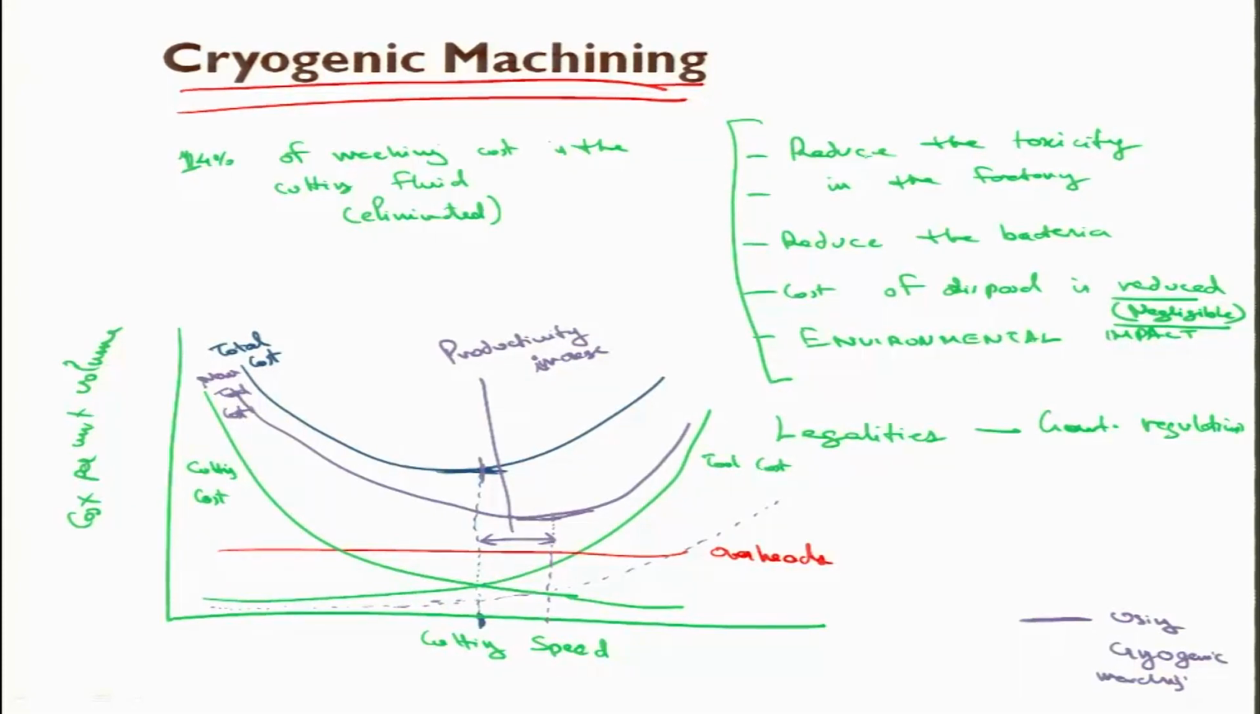So, I would like to put other benefits as well in this list here. For example, tool life increase, that is 10 times. Then processing speed is increased.